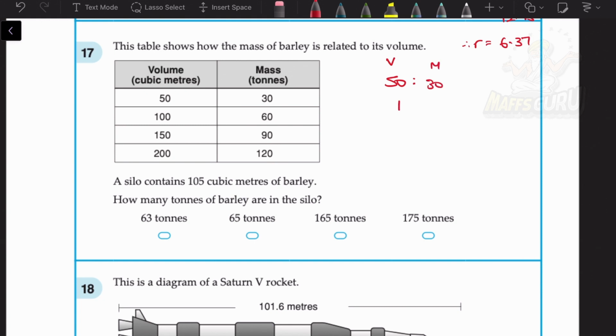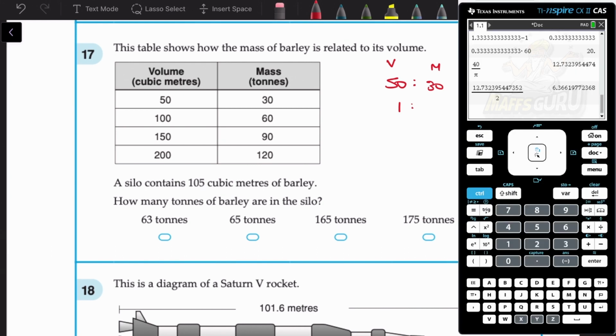So if I divide both sides by 50, then I'm going to end up with, again, put my calculator on, 30 divided by 50 gives me 0.6. So what that tells me is for every 1 cubic meter of barley, its mass is 0.6 tons.